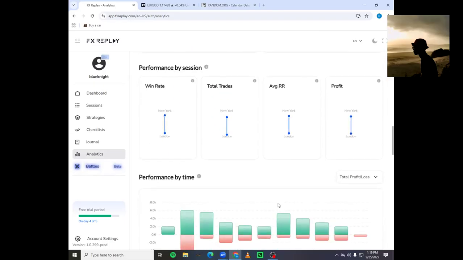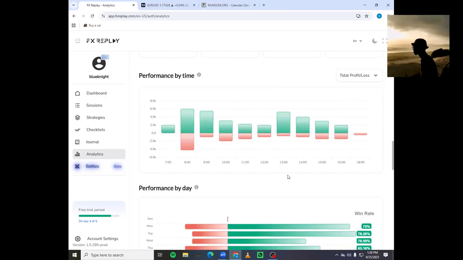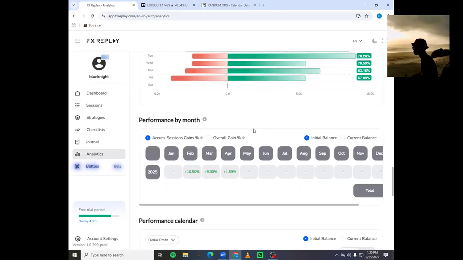And then the data shows me my win rate in the London session and my win rate in the New York session. So New York session, I have a higher win rate, 72%. And then total trades, 59 on London, and then 43 on New York. Average RR, it's 1.0 in total, and then one this side. And then profits 10.59%, and then 9.59. Pretty much the same for me in terms of data. So it has all the identical data.